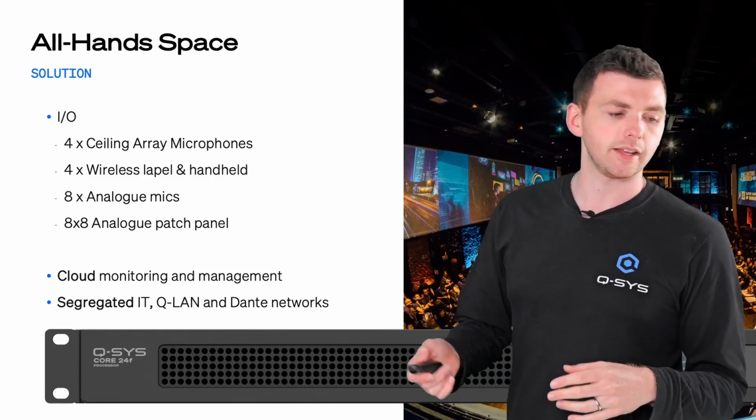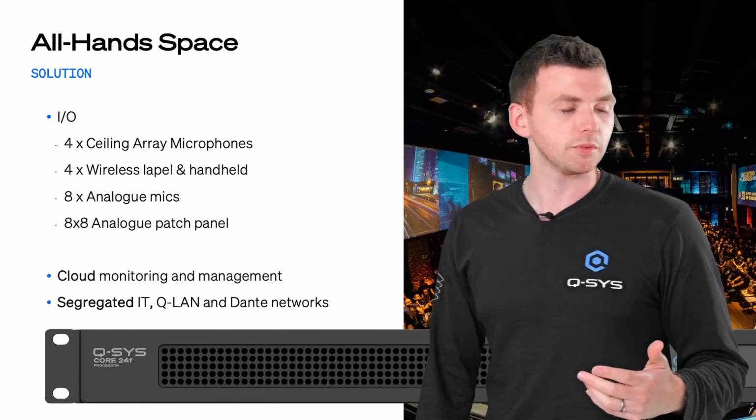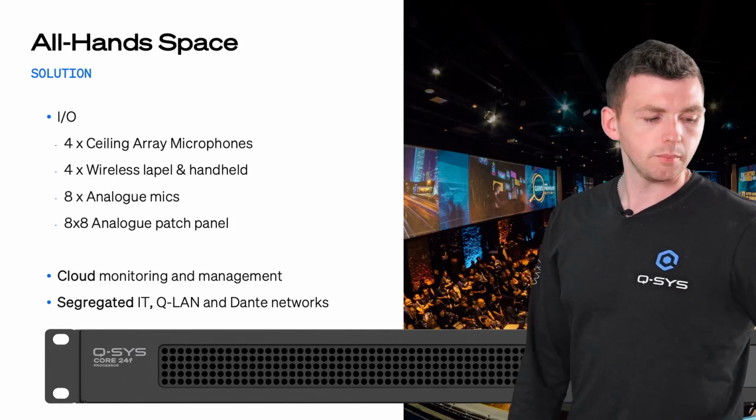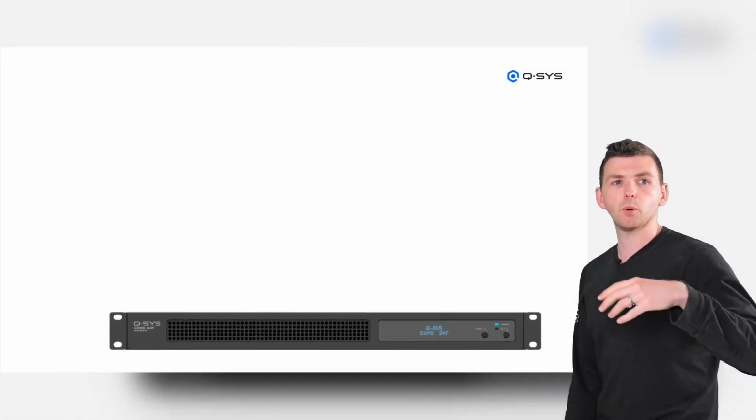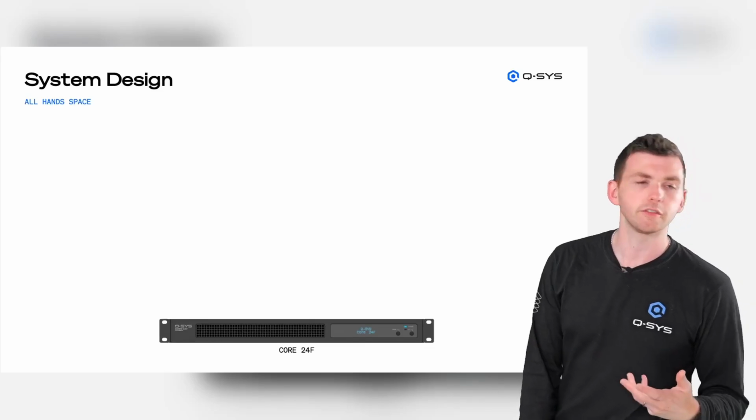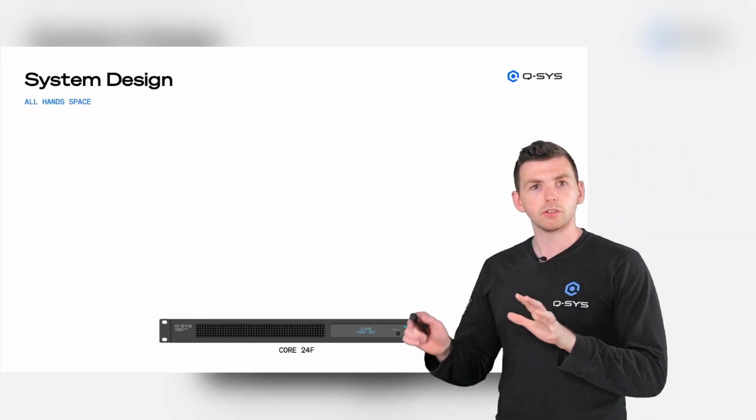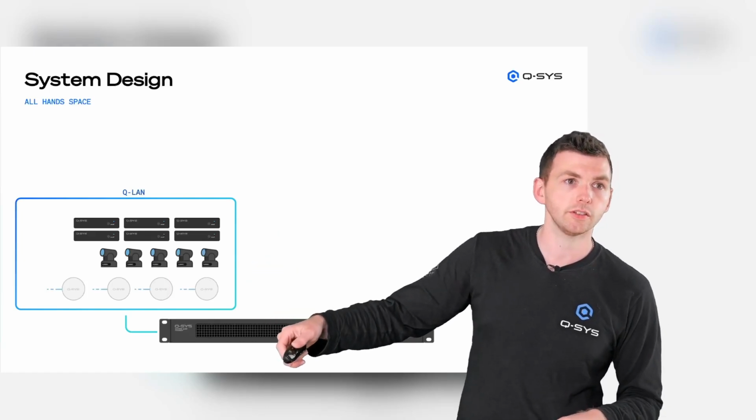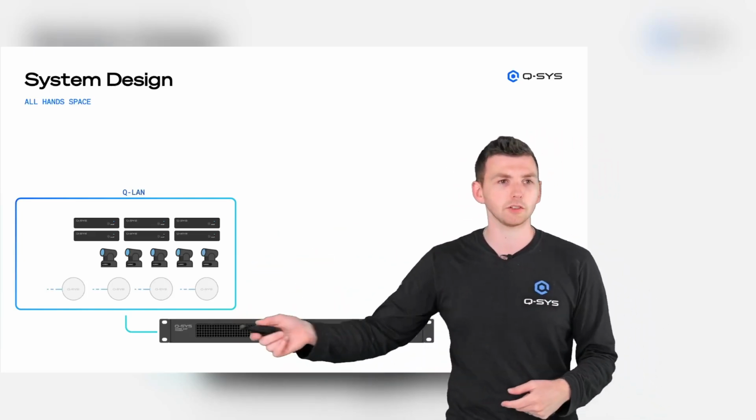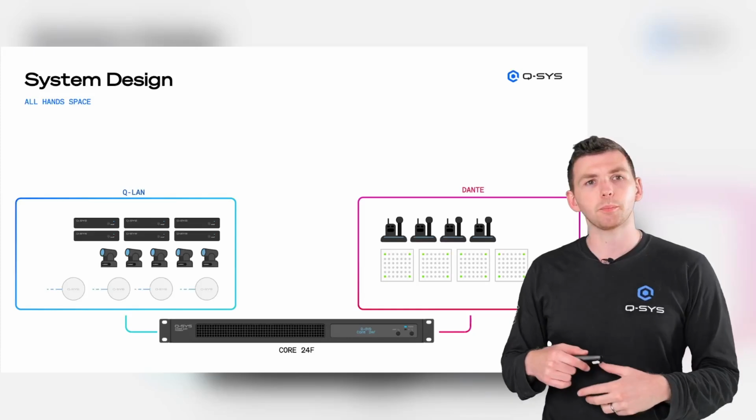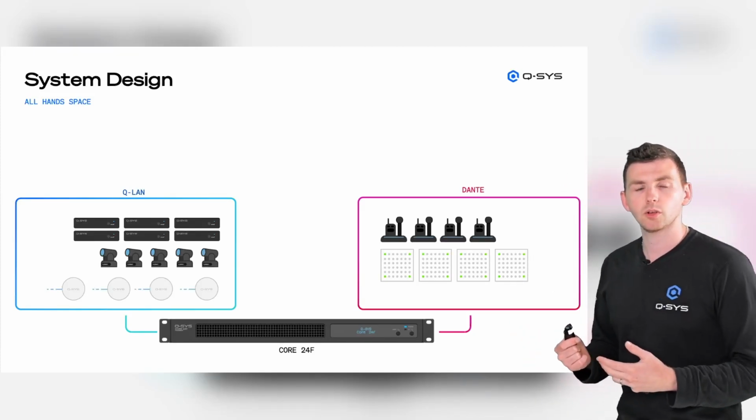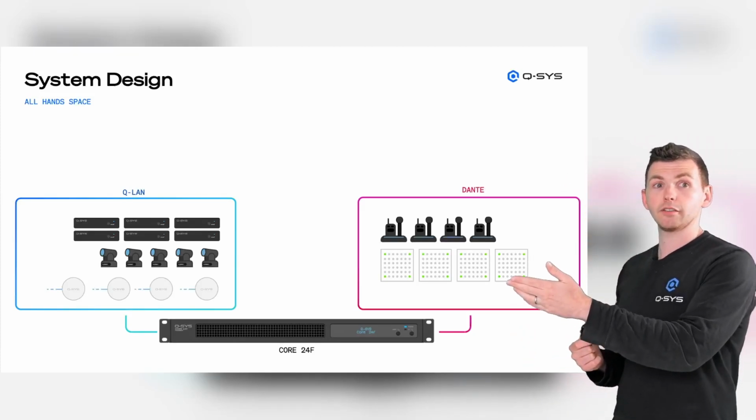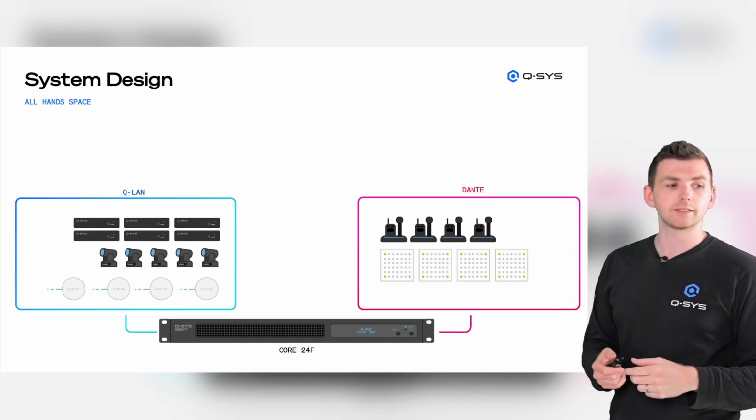How might we bring this together? Well, we're not going to go through the whole system design here. I don't think we need to do that, but just to give you a little bit of an example. We've got our Core 24F kind of in the middle. We have that network segregation going on here. Okay, so here we're going to have our QLAN devices, right? Lots of cameras, peripherals, loudspeakers maybe. We're going to have a separate Dante network in this case, okay? And there you're going to have microphones, for example, going to be on the Dante network.